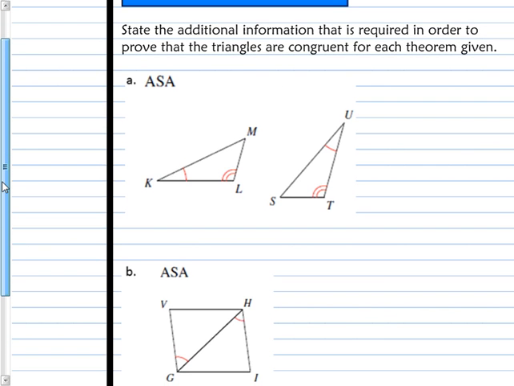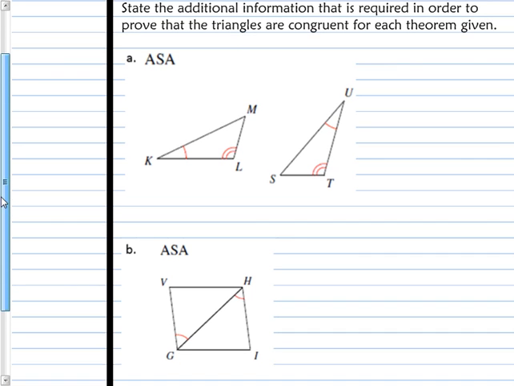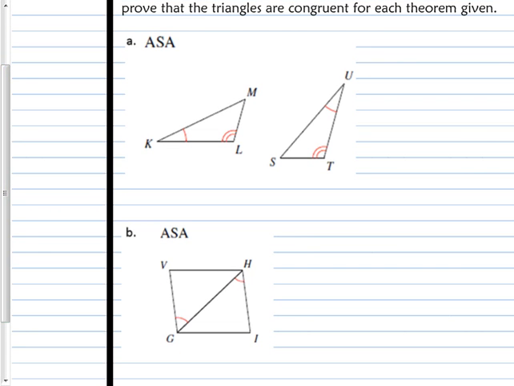Look at example 2. State the additional information that is required in order to prove the triangles congruent for each theorem given. Looking again, we have triangle KLM and triangle UTS. They want us to prove them congruent using the angle side angle theorem. What do they already give us? They give us angle K is congruent to angle U, and we know that because it has the one congruence mark, and we know that angle L is congruent to angle T, again, because it gave us the two congruence marks. So we have two angles. So now we need the included side.